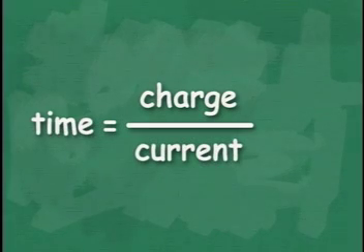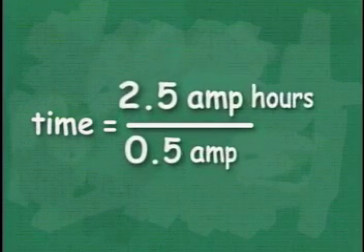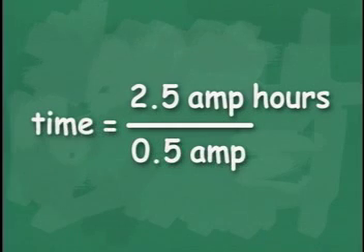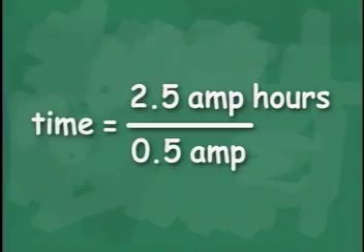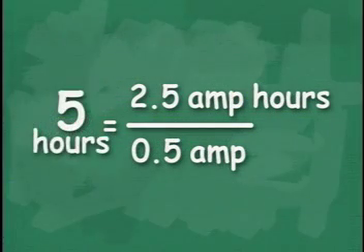The Icarus satellite batteries have a maximum charge capacity of 2.5 amp hours. A typical charging current that we might use to charge the system is 0.5 amps. So if the charge is 2.5 amp hours and the current is 0.5 amps, the equation can be written this way. Time is equal to 2.5 amp hours divided by 0.5 amps. Solving for time, we can see that the time required to reach full charge on the system is 5 hours.